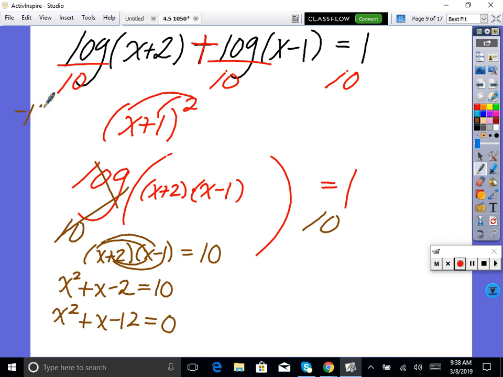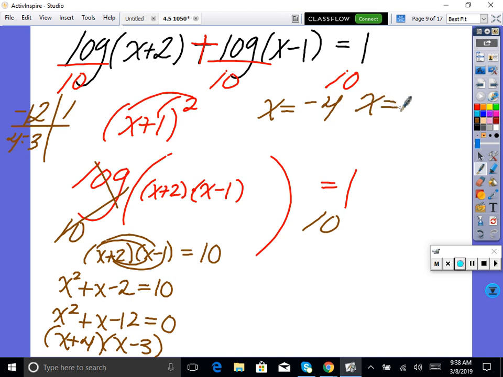What multiplies to be negative 12 and adds up to be 1? 4 times 3, which one's negative? 3. So this factors to be x plus 4, x minus 3. So my two solutions: x equals negative 4 and x equals 3.